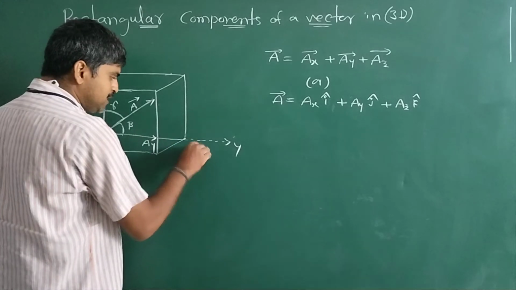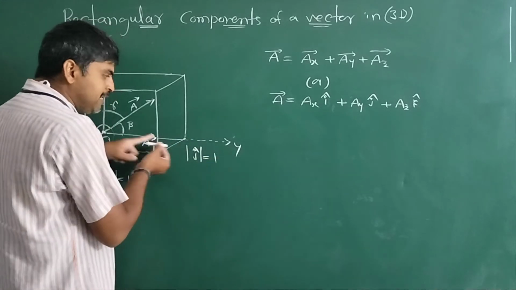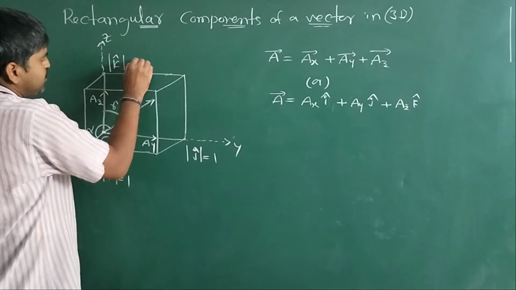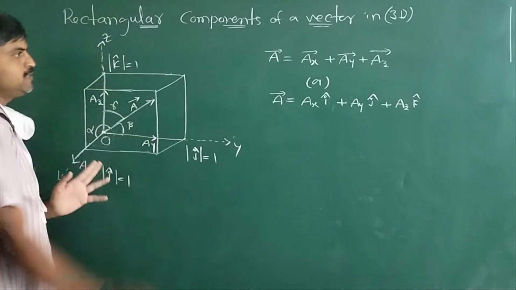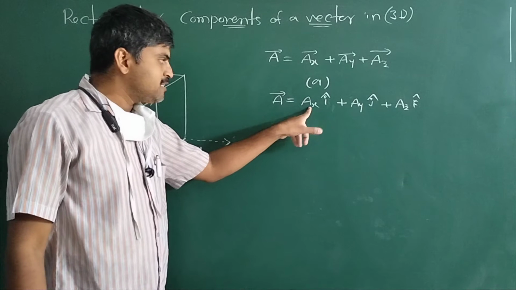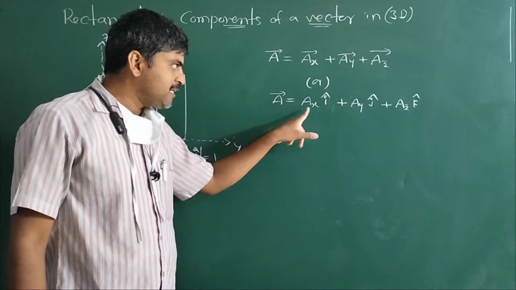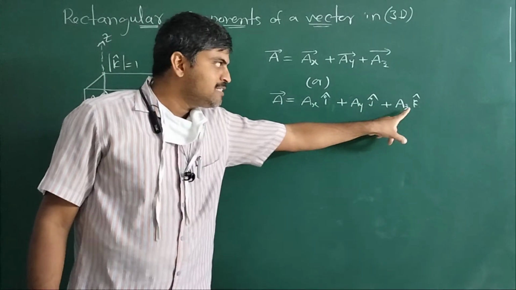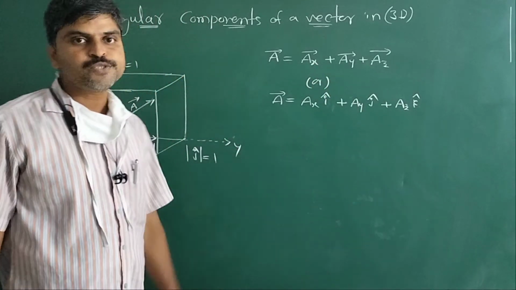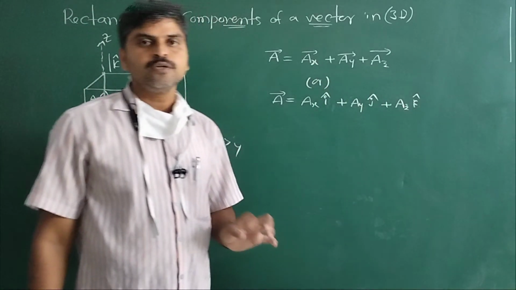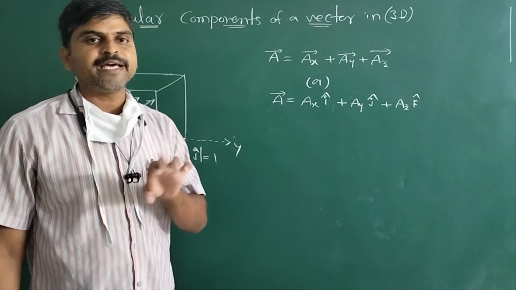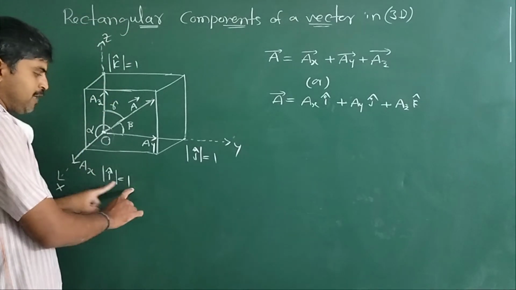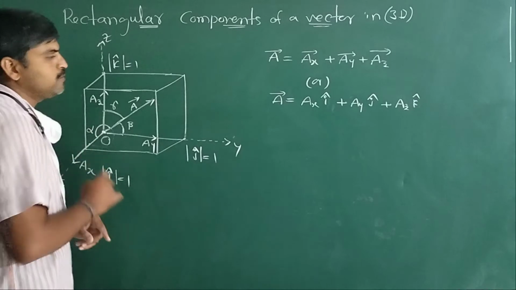And j cap, what is j cap? It is a unit vector. Its magnitude is 1. It represents the direction towards y. And k cap is a unit vector. Its magnitude is 1. It represents the direction towards z. So this vector affecting the x direction is ax, affecting the y direction is ay, and affecting the z direction is az. So here i, j, k are unit vectors along the x axis, y axis, z axis. Their magnitude is 1. So modulus of i cap is 1, modulus of j cap is 1, modulus of k cap is 1.